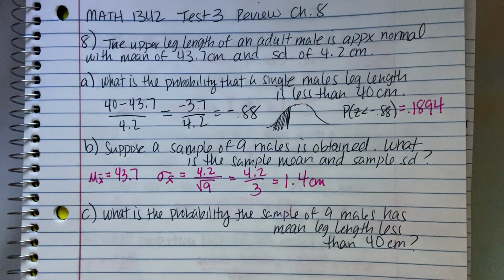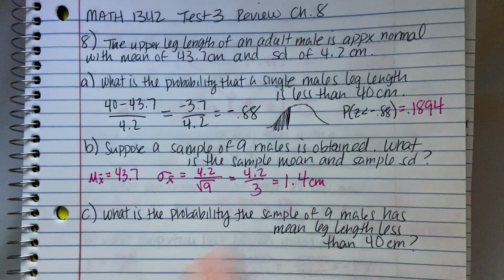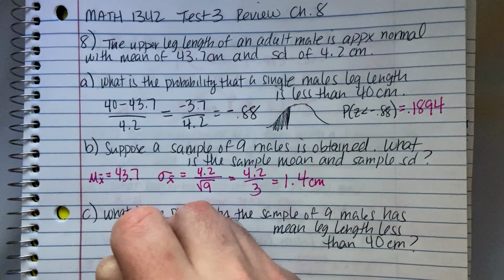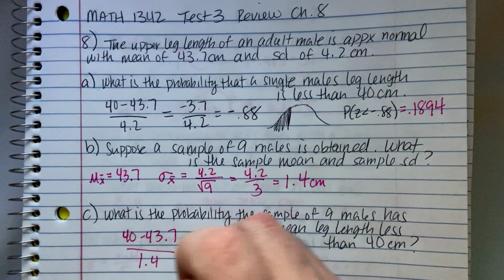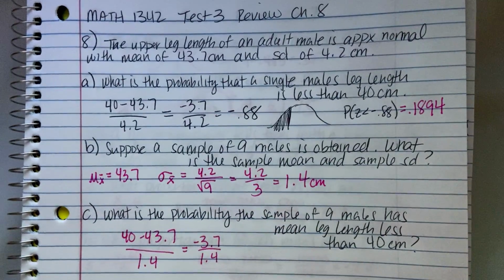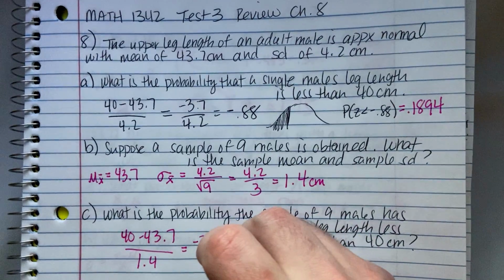Now, what is the probability that a sample of 9 male legs has a mean leg length less than 40? This is exactly the same as A, but instead of using A's standard deviation, we now have to use the group standard deviation. So it's 40 minus 43.7 over now 1.4 instead. So that's negative 3.7 over 1.4. Let's see what that is. It is negative 2.64.